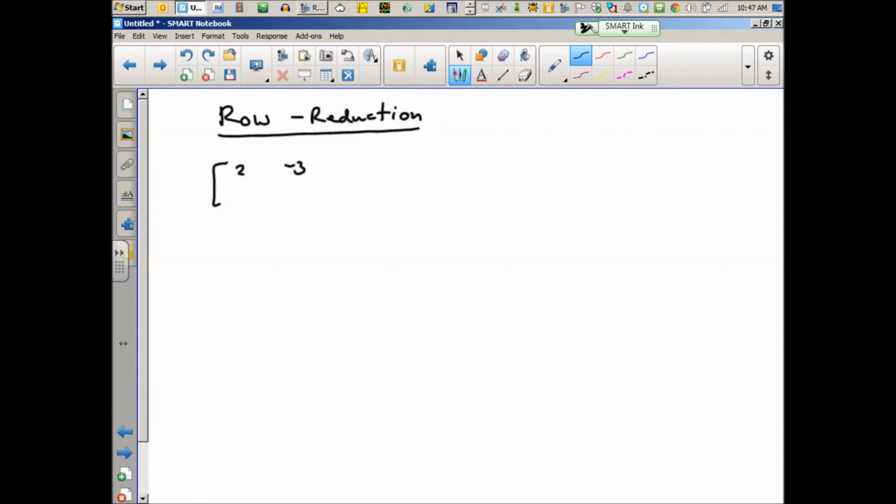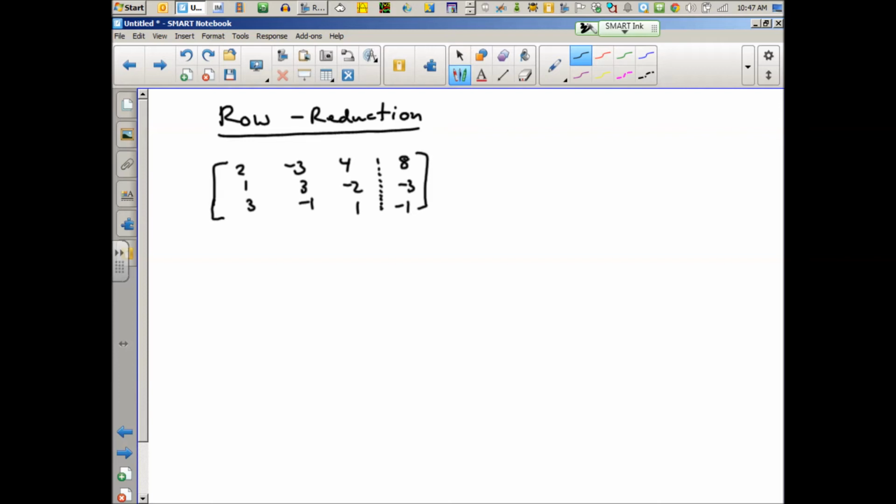2, -3, 4, dash line, 8, right? 1, 3, -2, -3, 3, -1, 1, -1, you see? You can see that this is just laziness, that's all it is. It's people being too lazy to write x, y, and z 3 times.